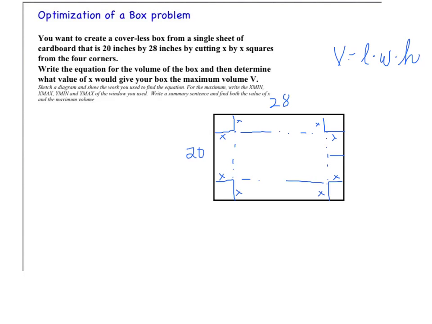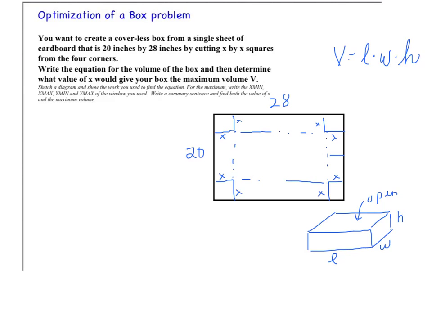Okay? So when I fold this up, it's going to look more like this, a three-dimensional box that doesn't have a lid. It's open on the top, but it has a bottom. This is going to be the height, this is going to be the length, and this is going to be the width of the box after it's folded up.